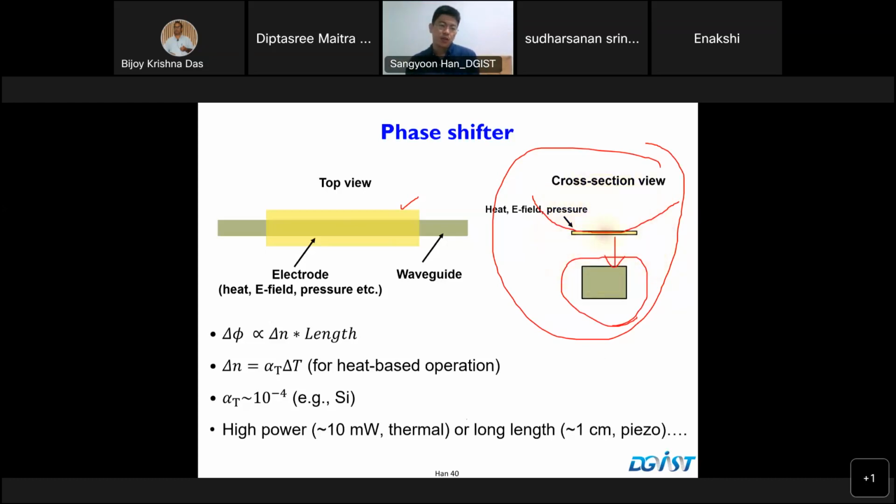However, this optical phase shifter consumes large power. Per phase shifter, it consumes at least 10 milliwatt, or even tens of milliwatt. And there is another way people are developing, other than the thermal way. For example, piezo. People give pressure to the waveguide by using piezo material to change the refractive index. However, the length is like a centimeter long. So there's not a satisfying option for a phase shifter for programmable photonic circuits at this moment.